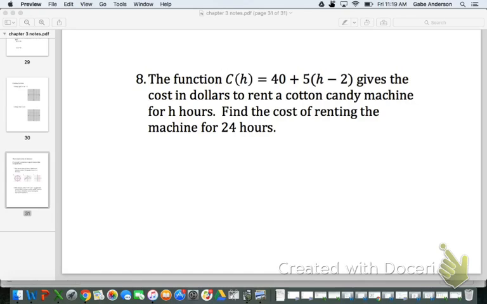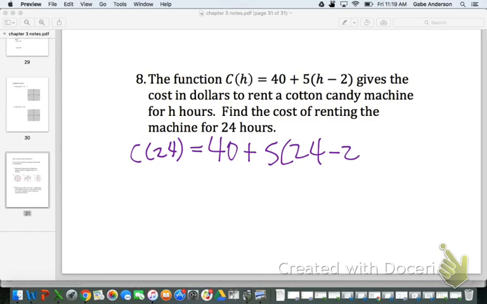For that one, 24 for h. Good. So C of 24 is equal to 5 times 24 minus 2. Essentially what you said is great, right? Anywhere you see an h, put a 24. You forgot the 40. Oh man, I totally forgot the 40. Oops, let's try that again. 40 plus 5 times 24 minus 2.